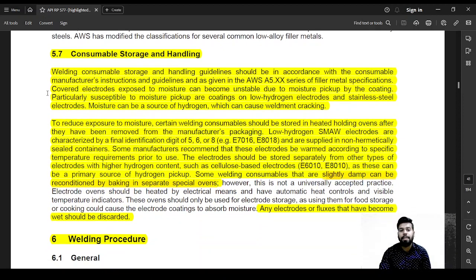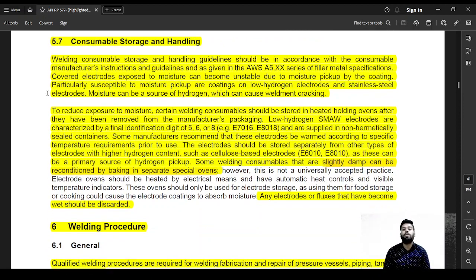Consumable storage and handling. The welding consumable storage and handling guidelines should be in accordance with the consumable manufacturer's instructions and guidelines and as given in AWS A5.xx series of the filler metal specification. Covered electrodes exposed to moisture can become unstable during the moisture pickup by coating. Particularly susceptible to moisture pickup are coatings on low hydrogen electrodes and stainless steel electrodes. The moisture can be a source of hydrogen which can cause weldment cracking.